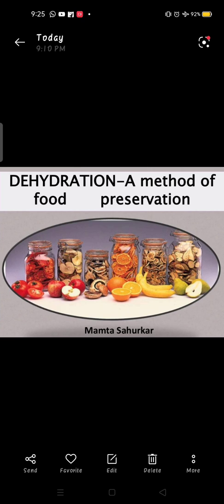Okay? Now another method is by dehydration. Moisture is one of the main requirements for microbial growth. So removal of water from food materials is the best method of food preservation. The process of removal of water from a substance is called dehydration. See in this picture, sun drying is a traditional method for preserving food. Wheat, rice, pulses are cleaned and dried in sunlight.